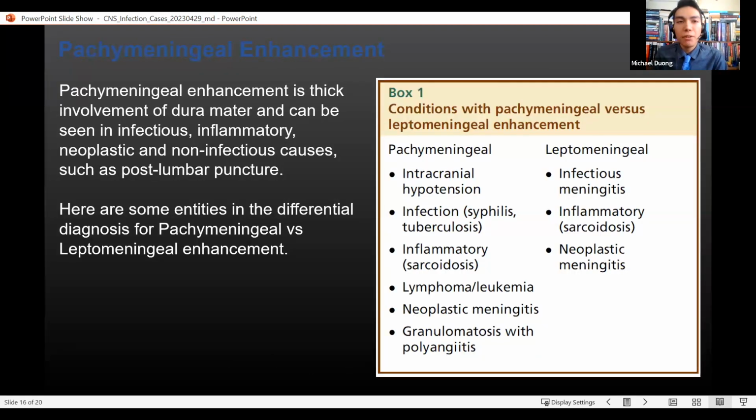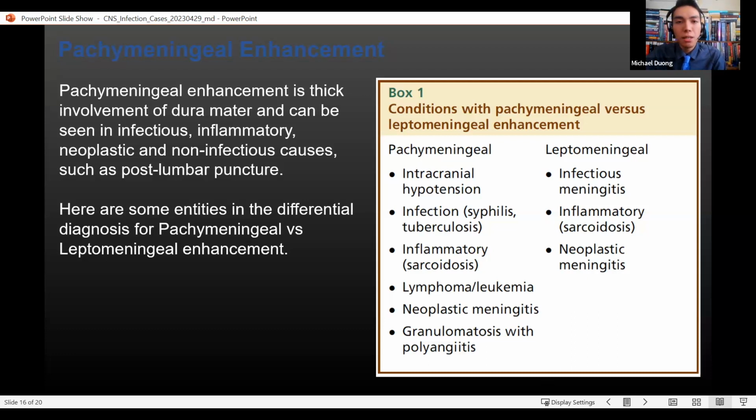And then very briefly, I'll end on some additional words and illustrative cases on pachymeningeal enhancement. When we think of meningitis, we think of leptomeningitis involving the pia and the arachnoid. Pachymeningeal enhancement is often thicker, involves the dura mater. It can be seen in both infectious as well as inflammatory and non-infectious causes, as evident here on this table.